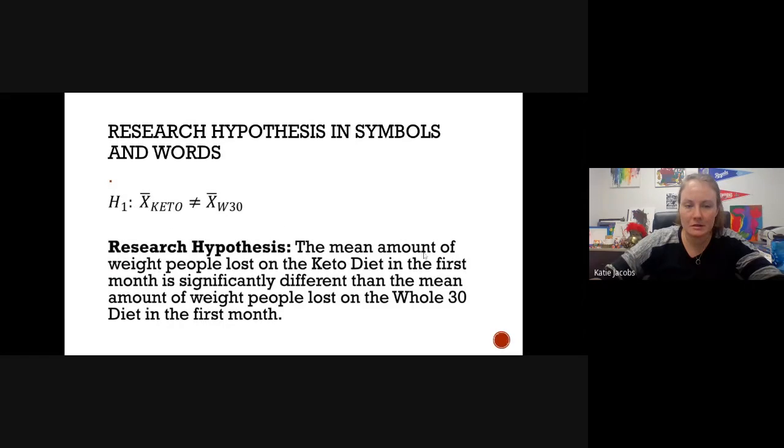So then we see here we have the research hypothesis. The mean amount of weight people lost on the keto diet in the first month is significantly different than the mean amount of weight people lost on the Whole30 diet in the first month. So what you see here is we took that information that we had in the symbols, and then we translated it into words so that people can actually see. When we write it out as the research hypothesis, we integrated both the dependent variable and the levels of our independent variable.